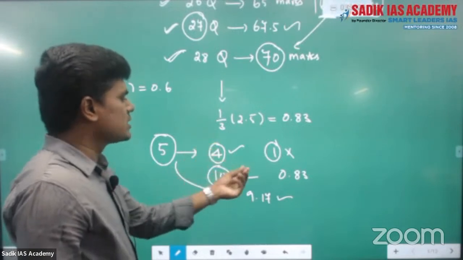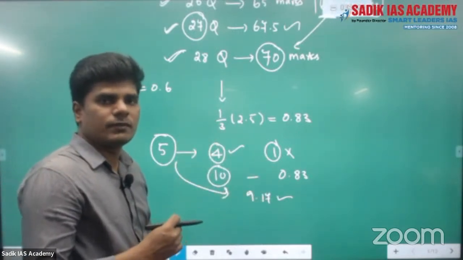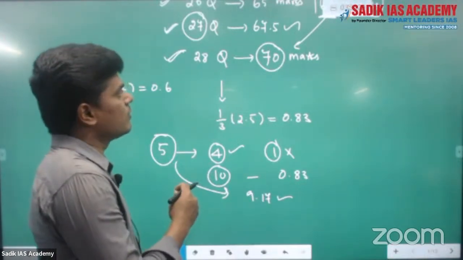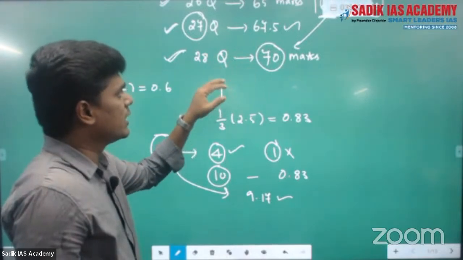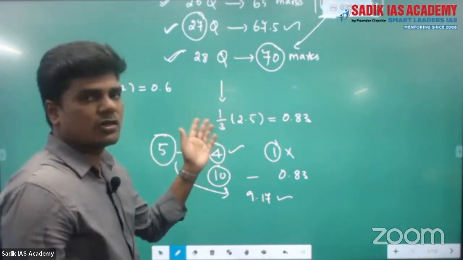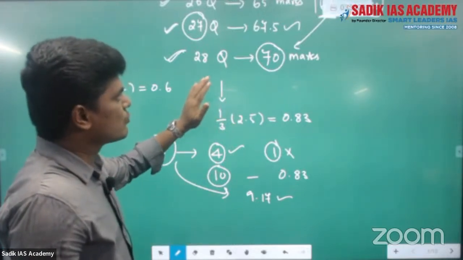Because of this negative marking, this paper becomes a little bit difficult, and scoring this 67.5 marks or 70 marks has become harder in the last few years. Now I have said what mark we have to score in this paper.